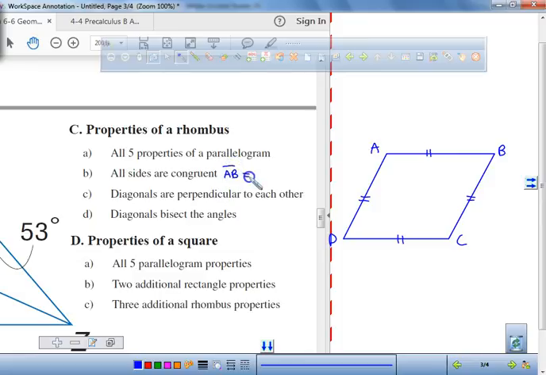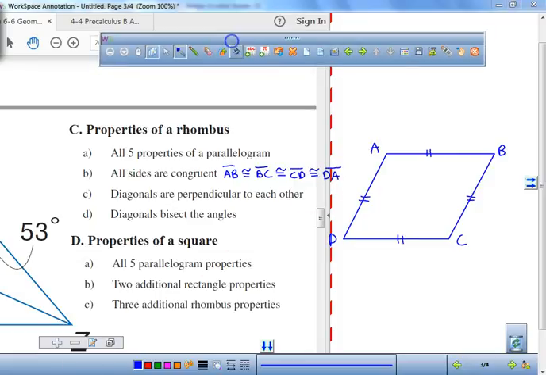AB is congruent to BC, which is congruent to CD, which is congruent to DA. All right, here is a test for all rhombi.